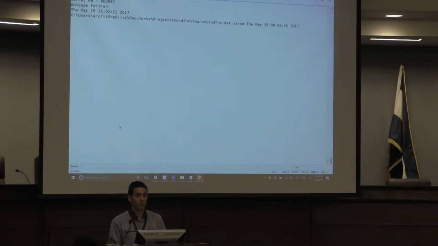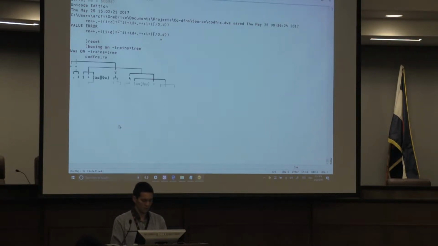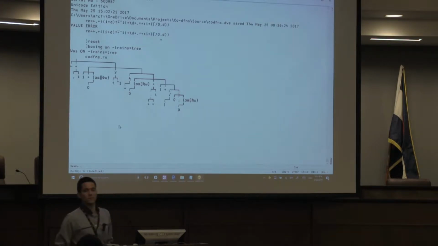Yes, partly. Partly because I've actually found it easier to work with in general. So let's do boxing on the trains tree. Okay, so that's how you parse that line.